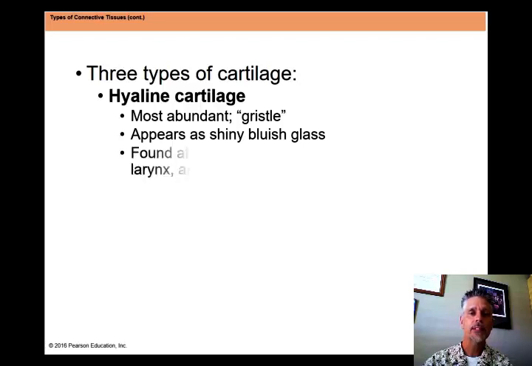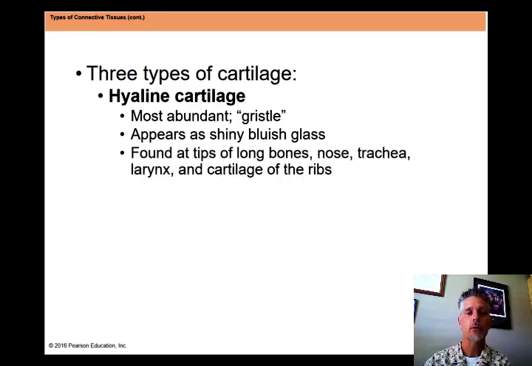And it tends to be pretty slippery, but also really flexible. So we find it on the ends of bones, like I said, in the nose where it needs structure but we need flexibility, the trachea, the larynx, even the cartilage of the ribs as well. So hyaline cartilage, that's the first one.